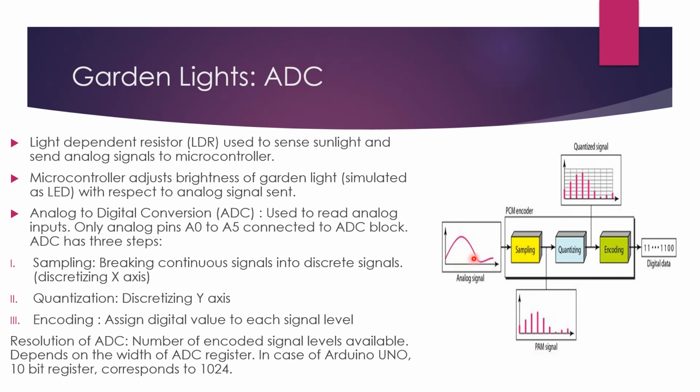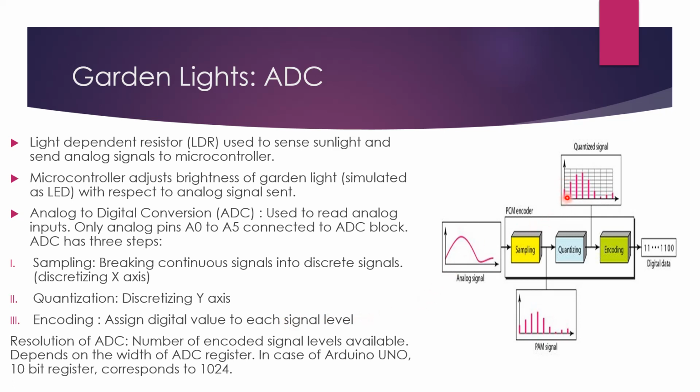We'll take samples of this analog signal at delta t intervals, at some specified set of interval, and then we will be quantizing it. Now quantization involves discretizing the y-axis. What happens in this is that we will break up the y-axis into certain discrete levels. So each sample signal could take only a value from a given set of levels. The third step is encoding, where we will be assigning digital values to each signal level.